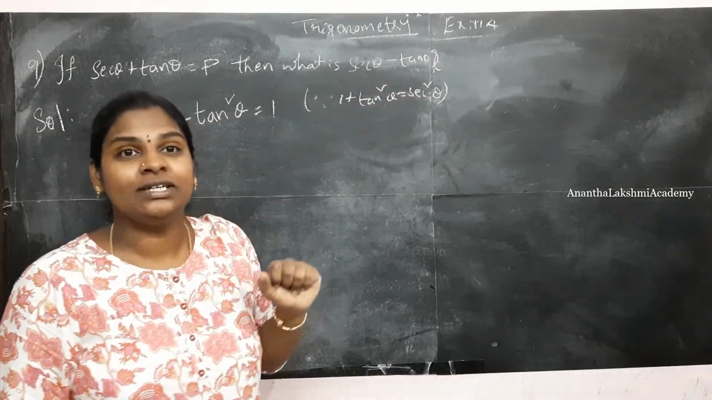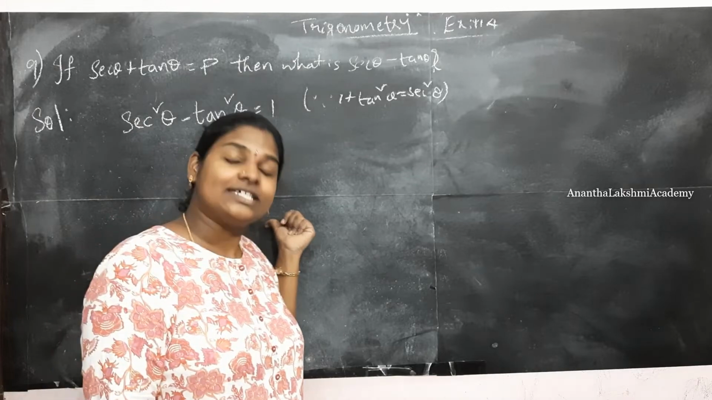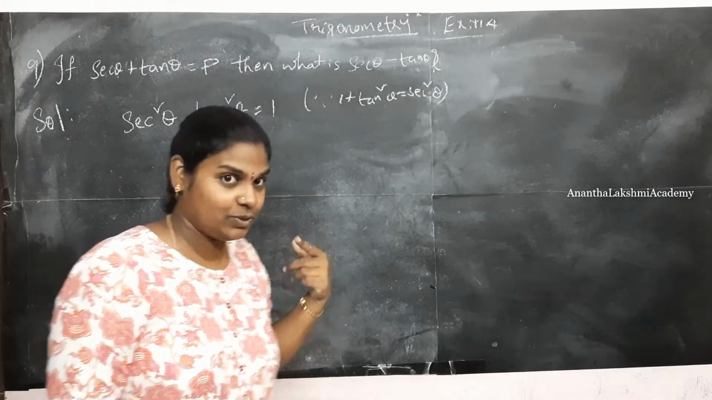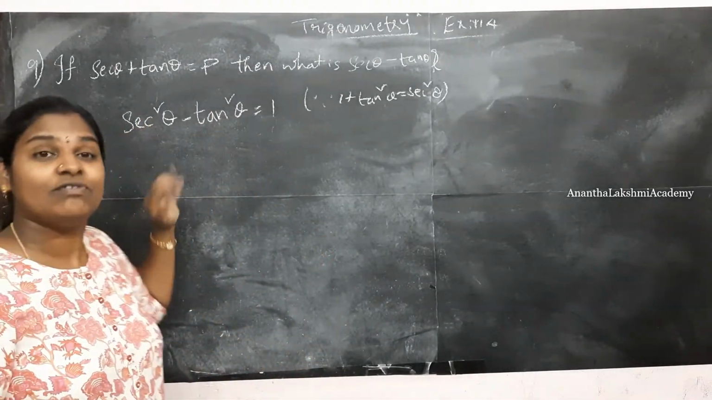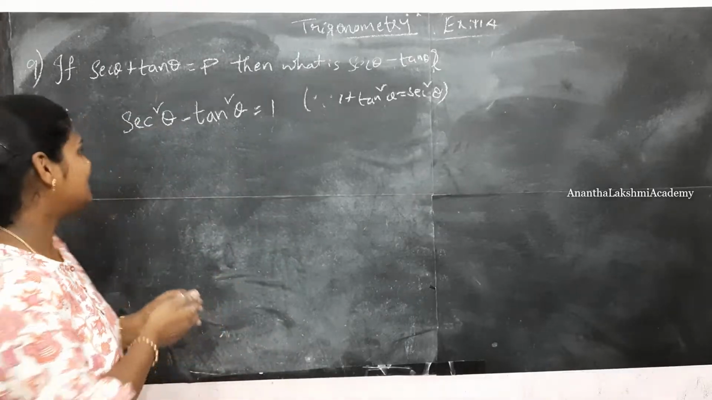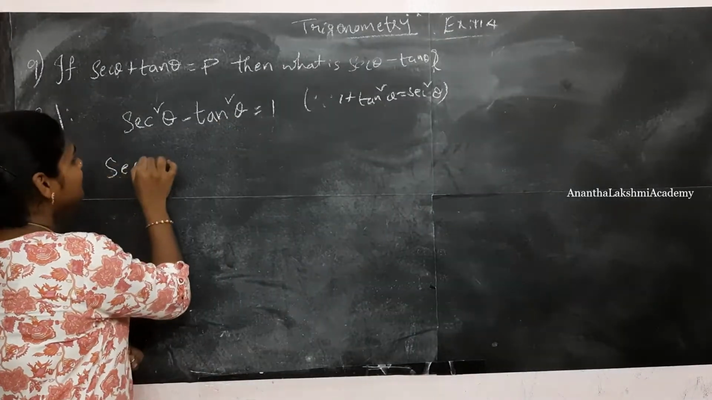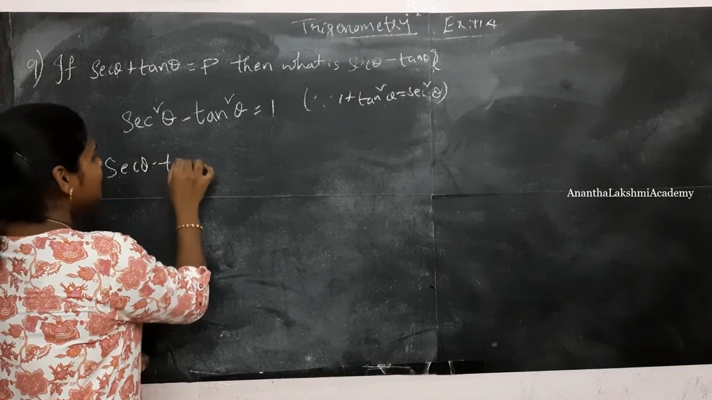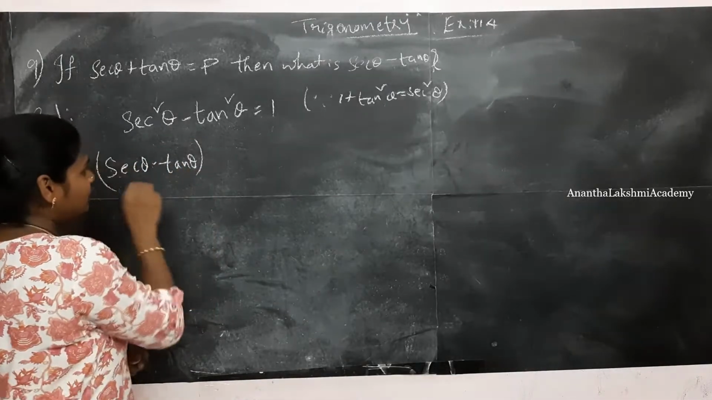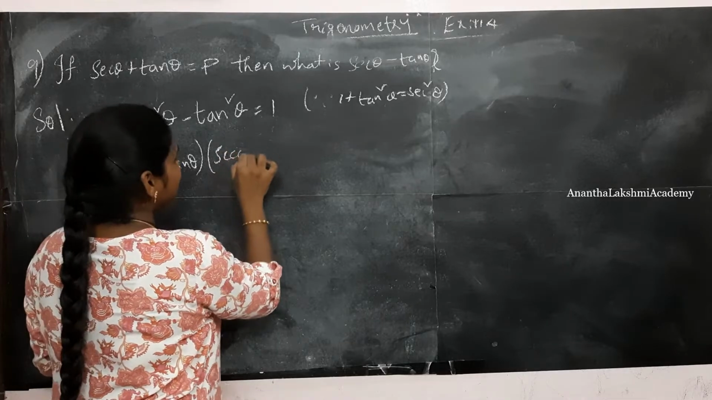So what am I doing? The second trigonometric identity which we have used, I took it to the other side. Why did I take it? Let us know. This is in the form of a square minus b square. This is nothing but a minus b into a plus b.